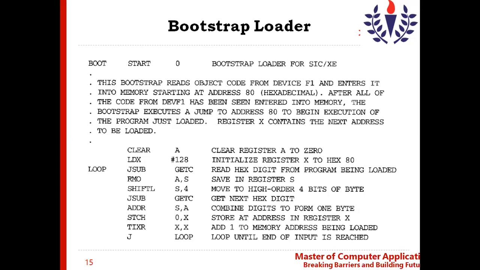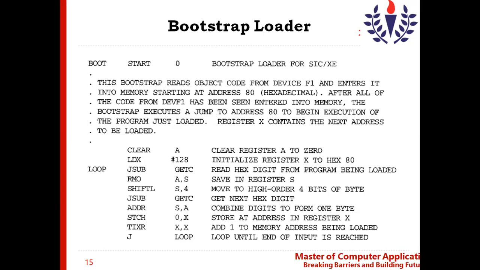So the location is mentioned by the X register, and in that place we store the content using STCH, which is basically storing a character which is there in the accumulator. So the accumulator has the result of A and S, because when you use ADDR, R1 is the S register, R2 is the A register. So the result will be stored in the R2 register.